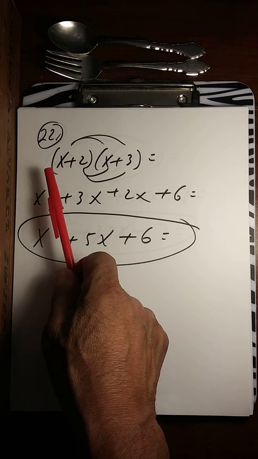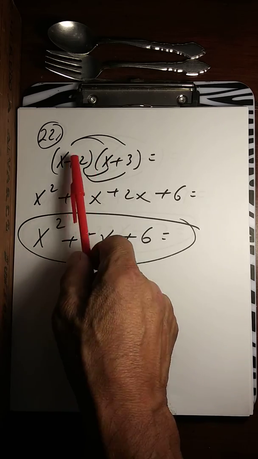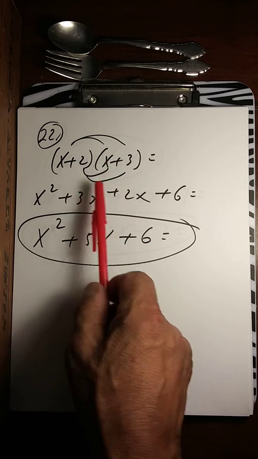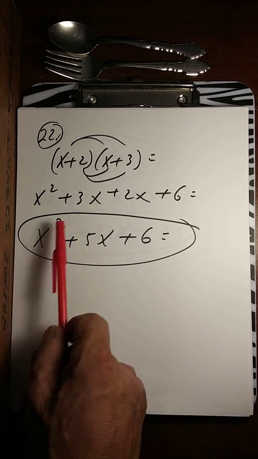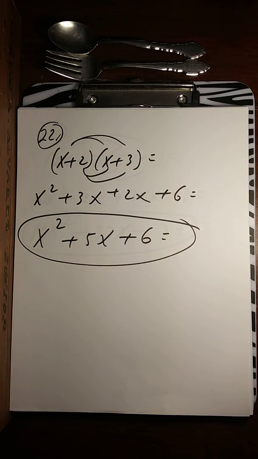So, FOIL this out. Multiply x times x squared, x times x, 3x. That turns out is 2x. That turns out is 6. So we have x squared plus 5x plus 6. That's it.